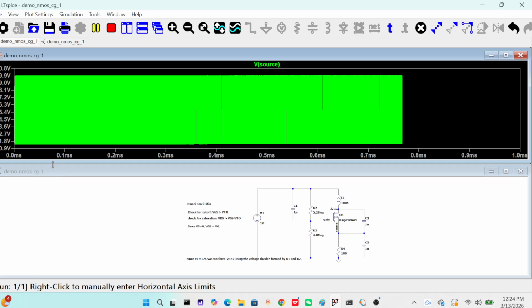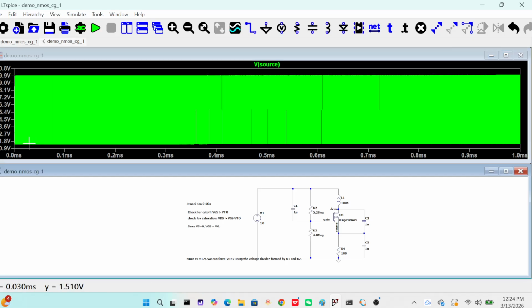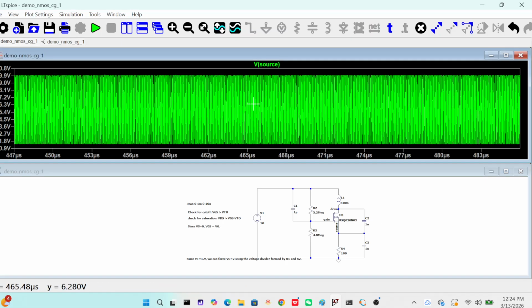Obviously the output amplitude is much higher. It's now starting from around 1 volt to 9.9 volts. So the amplitude is about 9 volts. So it's not too bad. We get almost very good oscillation. And let's check the frequency where we get this.